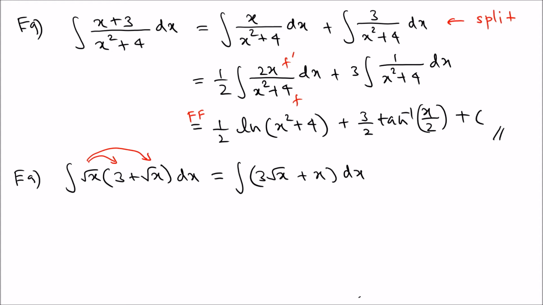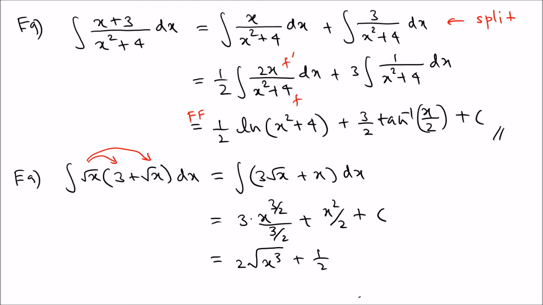Now this is just one term, so you can integrate term by term. So this is 3, and this is the 1/2 power. That means x to the 3 halves over 3 halves, and then plus this is x squared over 2. We can simplify this a little bit to make it better. So we get 2 x cubed square root, plus 1/2 x squared plus c. Okay, so that's how we do it.